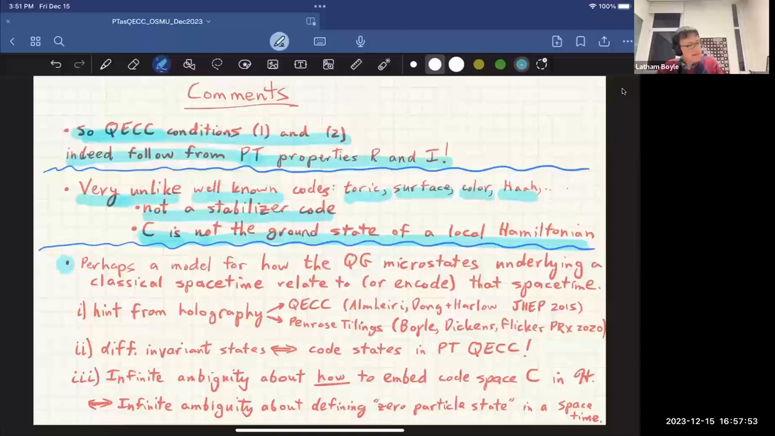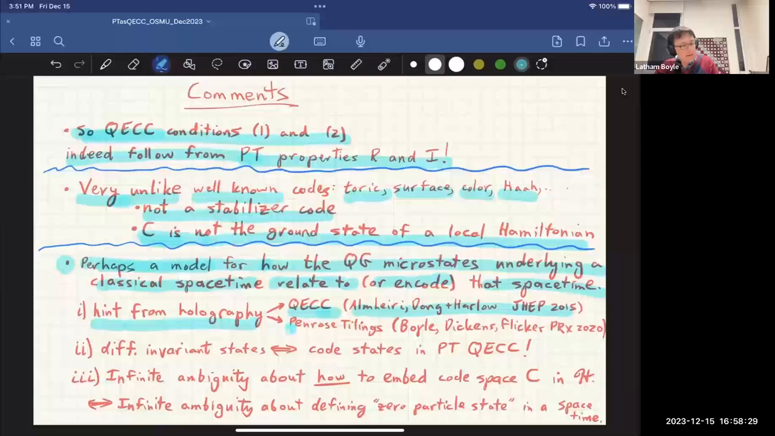Next, I wanted to mention some hints that might make one suspect that maybe this quantum error correcting code provides a model for how the quantum gravity microstates underlying a classical spacetime relate to or encode that spacetime. So the first hint is from holography. A paper from almost 10 years ago now argued that the holographic duality, the AdS/CFT correspondence, is itself a kind of quantum error correcting code.